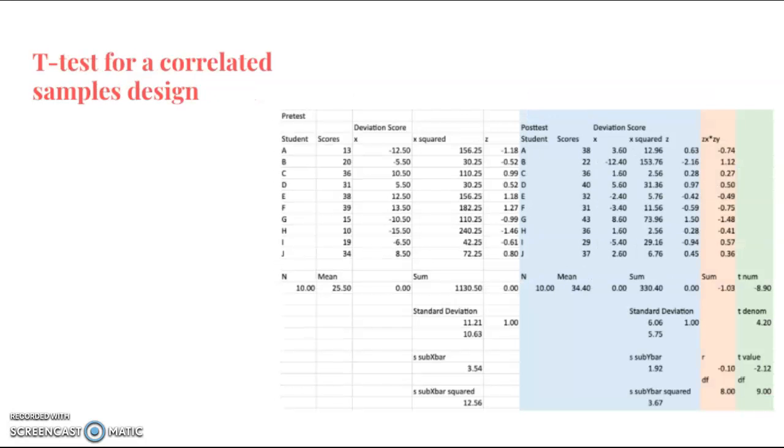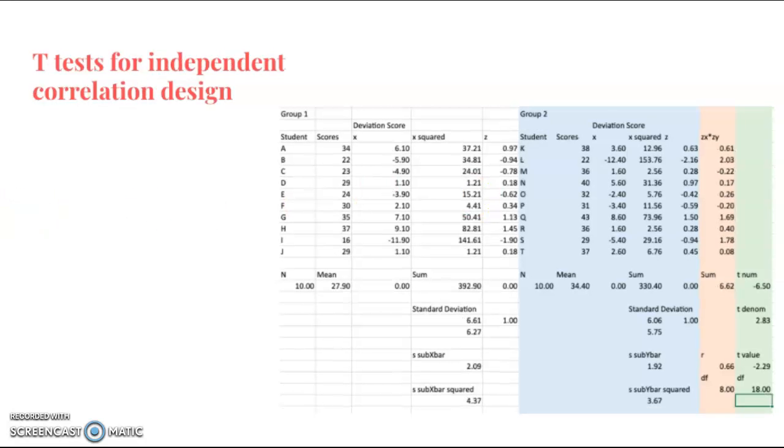Then we did the t-test for correlated samples design. You can tell this is the same group of student data, but one is a pre-test and one is a post-test. So it's after some sort of treatment or training has been offered, and you are seeing if it was statistically significant or not.